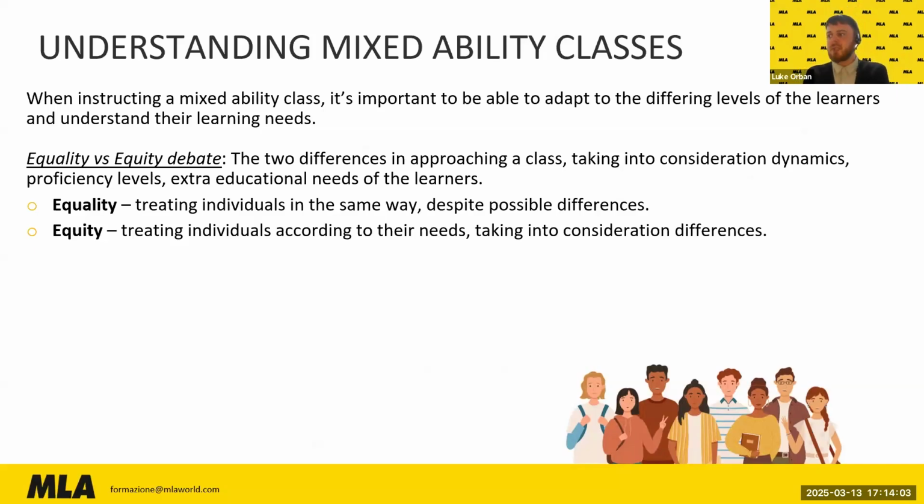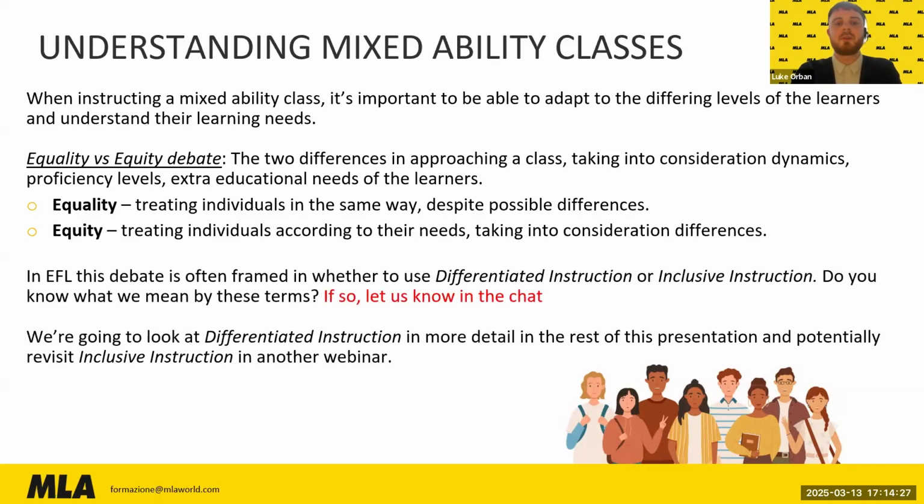You may have some learners who are more kinesthetic learners, some visual learners, and you would tailor the lesson and the activities to these types of learners. Whereas with equality, you would do the same type of activity and tasks for every student in the class. So there's quite an obvious distinction between the two. In EFL, it's often framed as using differentiated or inclusive instruction.